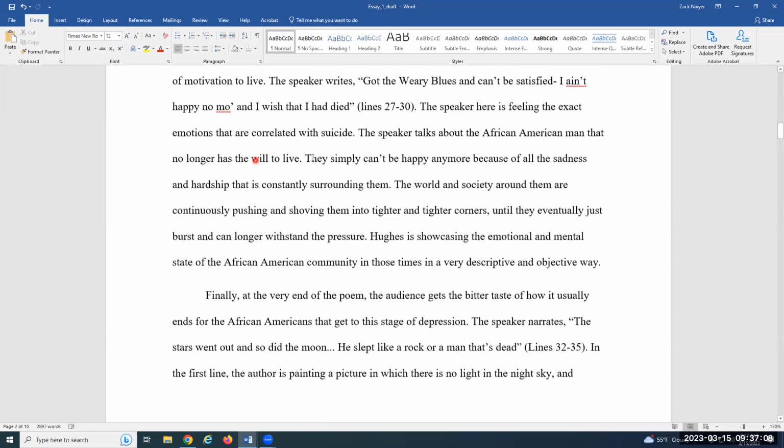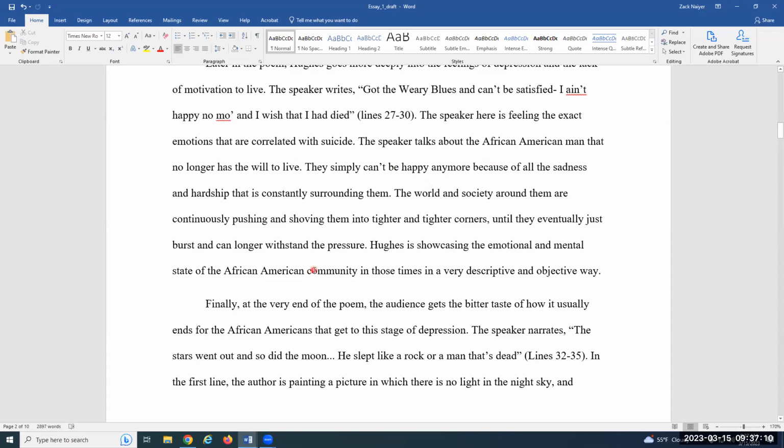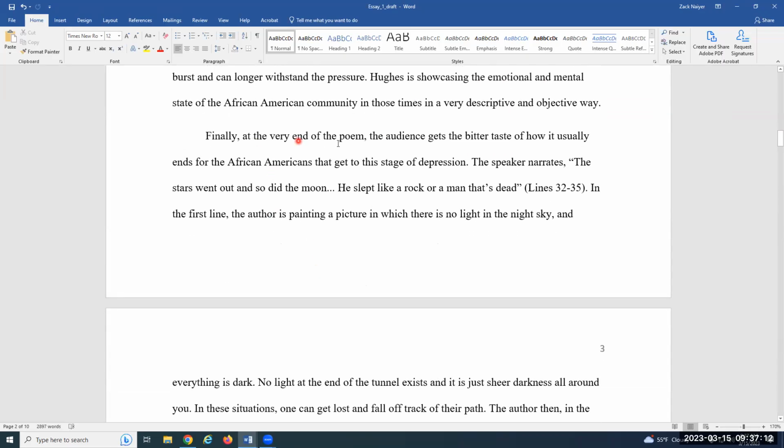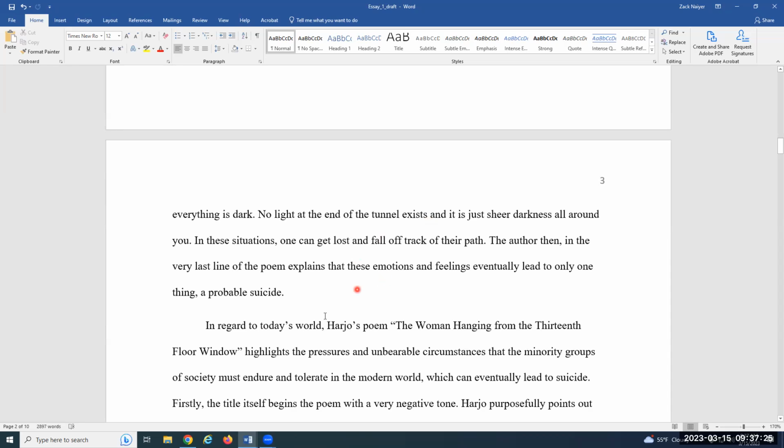Right, emotions correlated with suicide. Finally, at the end of the poem, right? So now here he's focusing on the end of the poem. Yeah, so everything, it's focusing on specific aspects of the poem. And yeah, no, but so very good. Okay.